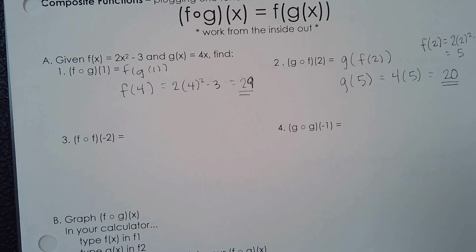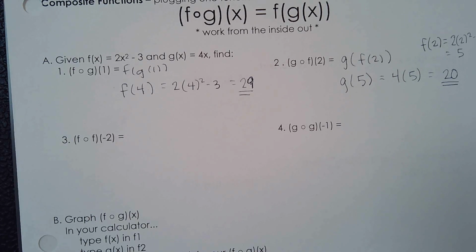And so if you have 3 of them, you'll do the last one first. So if you had f of g of h, you plug the number into h, plug it into g, then plug that into f. So you're working from the inside, or from this side over. Any other questions right now?